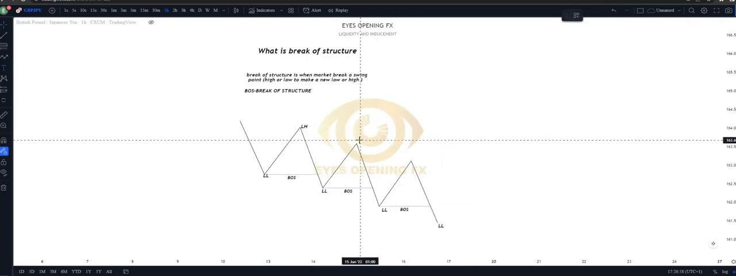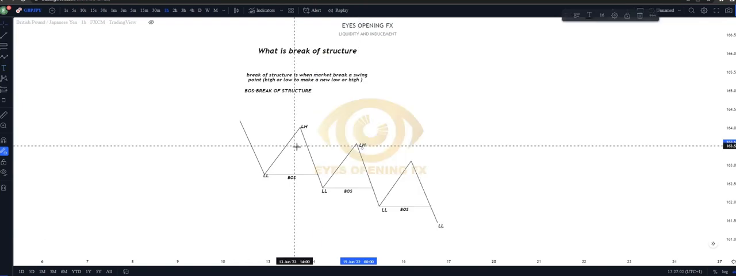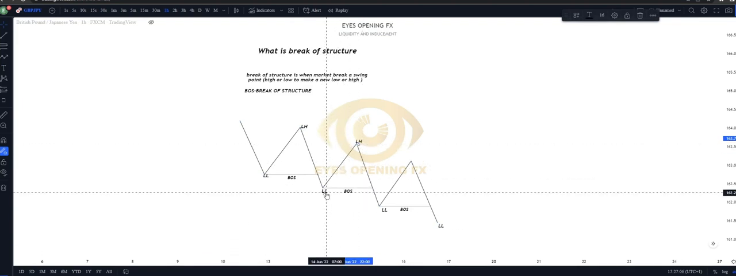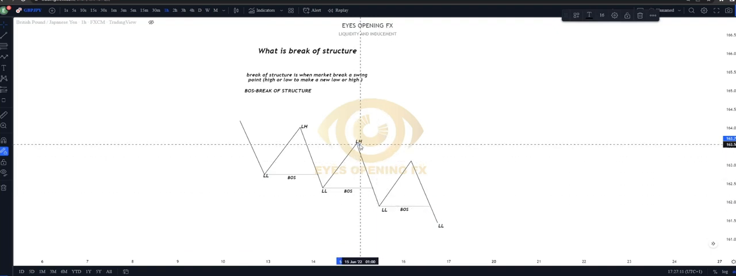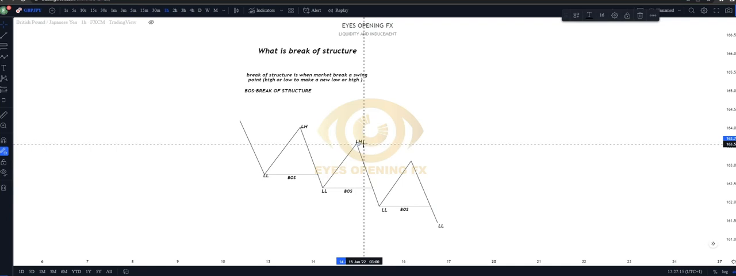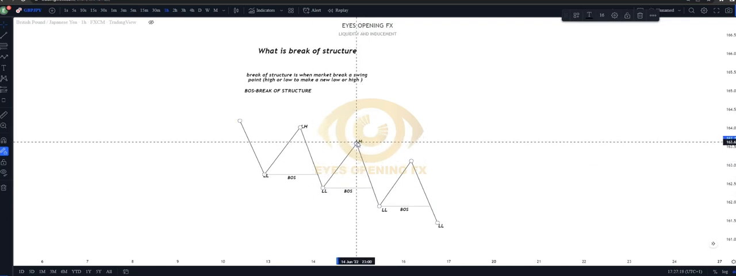The same thing with this, a lower high. Why? Because it's higher than this low here. This low is lower than the former low, that's why it's called a lower low. This high here is higher than this low, that's why it's called a lower high. It first comes out as a lower low.